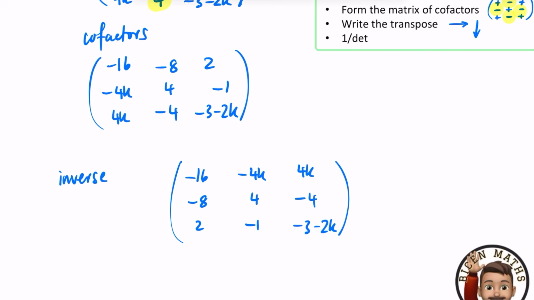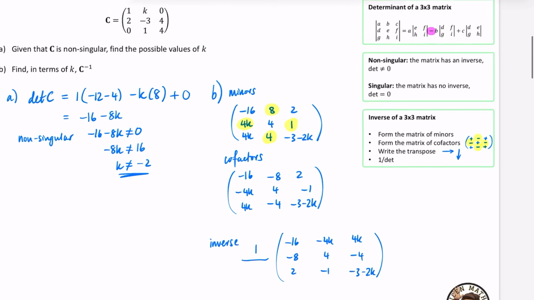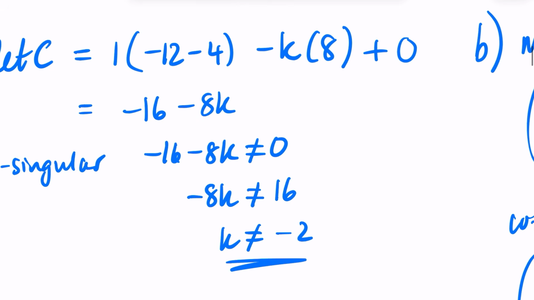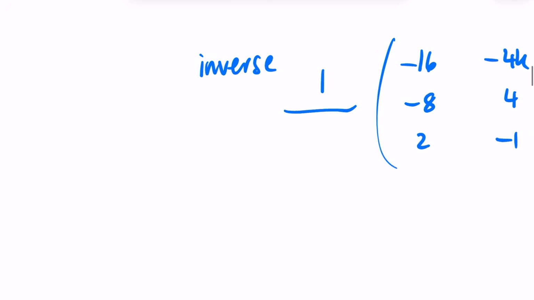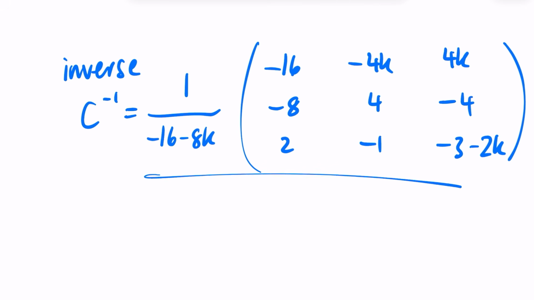And to save a bit of time, I've written the transpose at the beginning. I will just do 1 divided by the determinant. And the determinant we worked out was minus 16 minus 8k. Minus 16 minus 8k. And this is what C inverse is equal to.